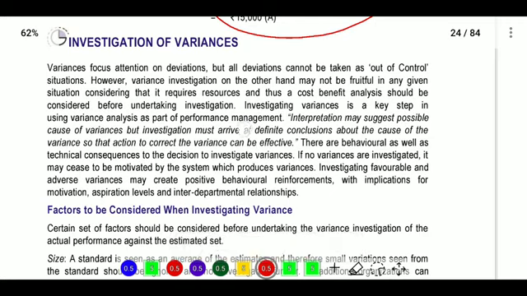We will get the definite conclusion here about the causes of variance, so that we can take corrective action, and the action to correct the variance can be effective. So interpretation may suggest possible causes of variations, but investigation must arrive at definite conclusions about the variance, so that action on the variance can be effective. This is the case of investigation of variance.